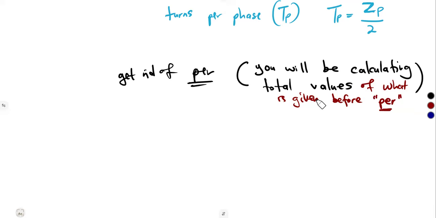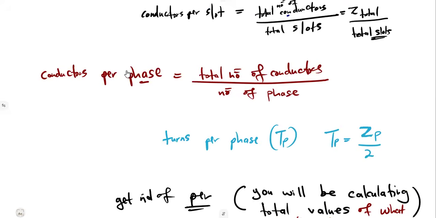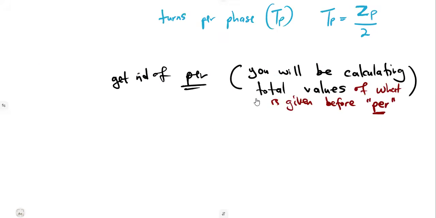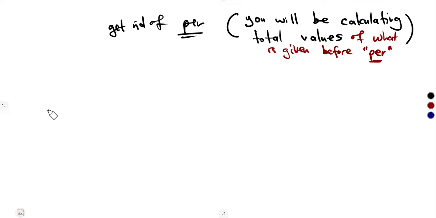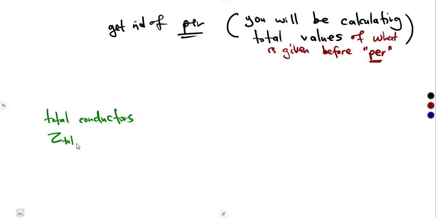So this is what I'm trying to say. To get rid of pair, you're calculating the total values of what is given before pair. So let's just take one part. I'm just going to put one example here. We said conductors per phase. So meaning to say, when the question is asking you to calculate total conductors, or you need total conductors, whenever you need a total, check for a statement that has a pair for that part.